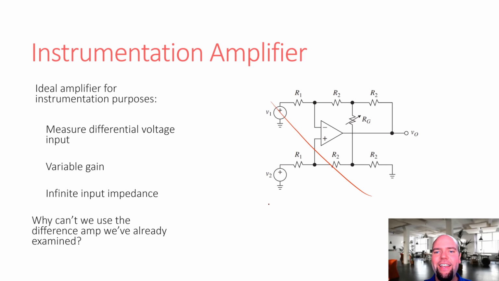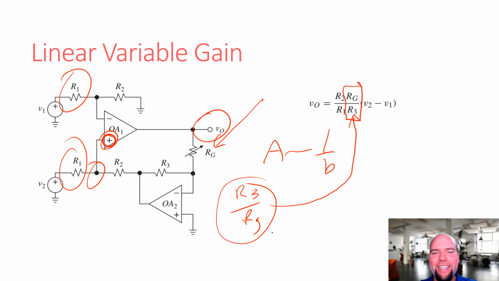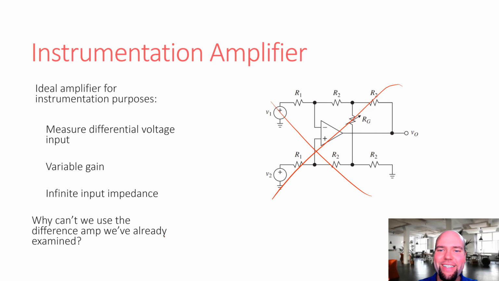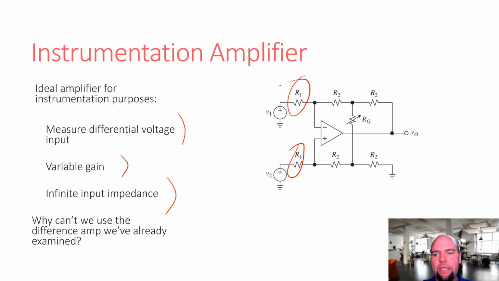I think I chose this graphic so I could refer back to why this is not good enough, but instead I just clicked the back button. So it is what it is. All right. So we want to be able to measure differential voltage, have variable gain, and have infinite input impedance. So this is not going to cut it. This has a finite input impedance of R1.